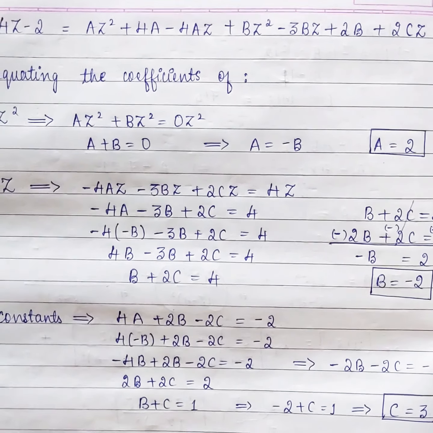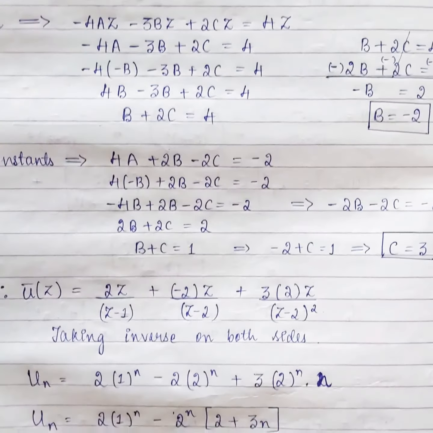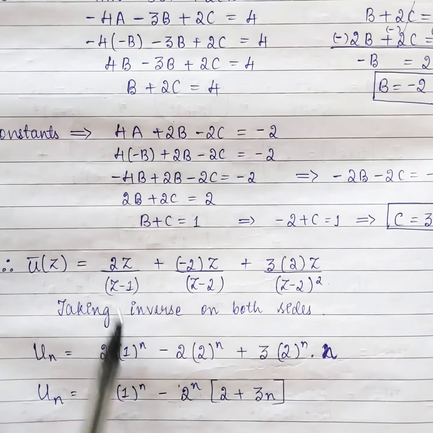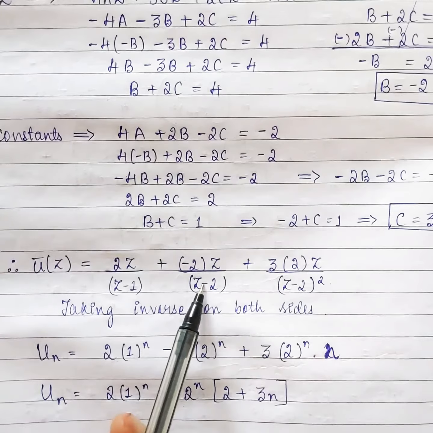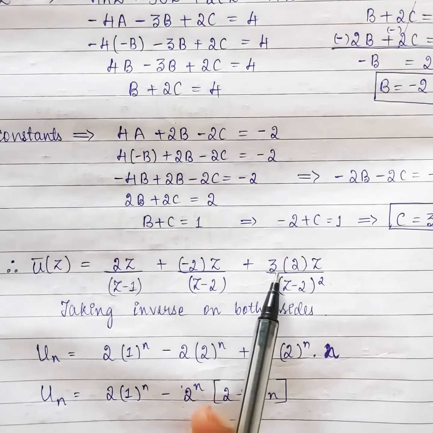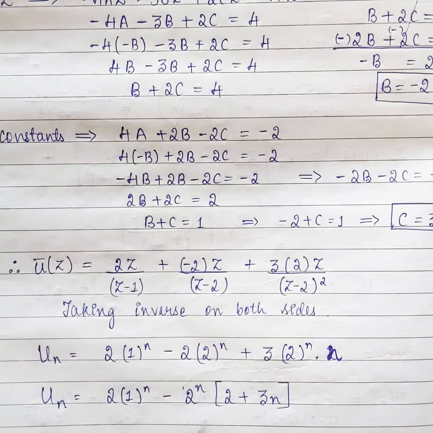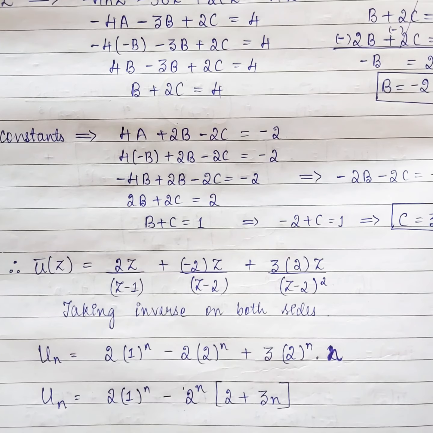And finally, we are just substituting in the equation. So 2 into k power n, 1 power n, minus 2 into, here k is 2, 2 power n, plus 3 into 2 power n into n. So you can take 2 power n constant as a common term outside, and then we can simplify it. So basically we are adjusting the numerator according to the denominator to bring it in the formula format.